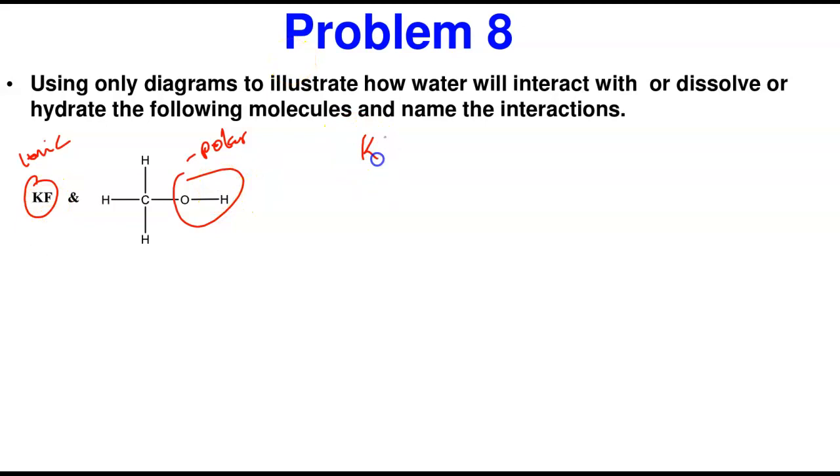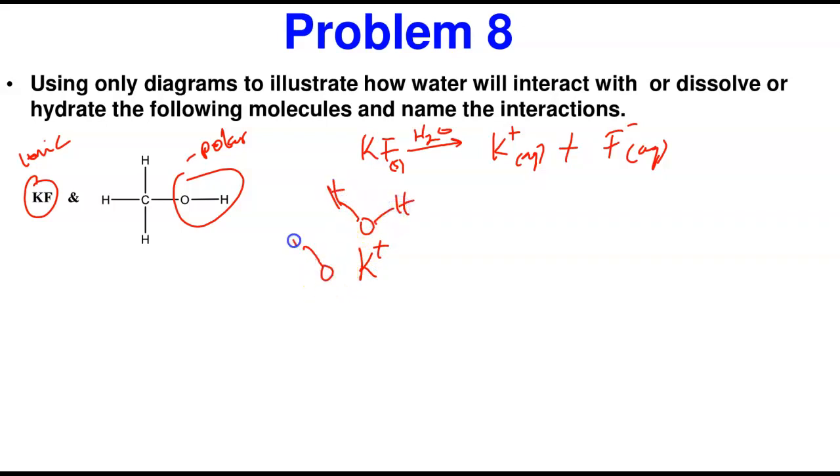If I start with this, KF dissolves in water. If this is solid and it dissolves in water, it is going to hydrate and become K+ aqueous plus F- aqueous. Now, how will water interact with this? Water will hydrate these ions individually. So for potassium here, the ion will be surrounded by the negative side of water. Don't forget, this is ion-dipole interaction, or you can say dipole-ion interaction. It doesn't matter how you want to put it.